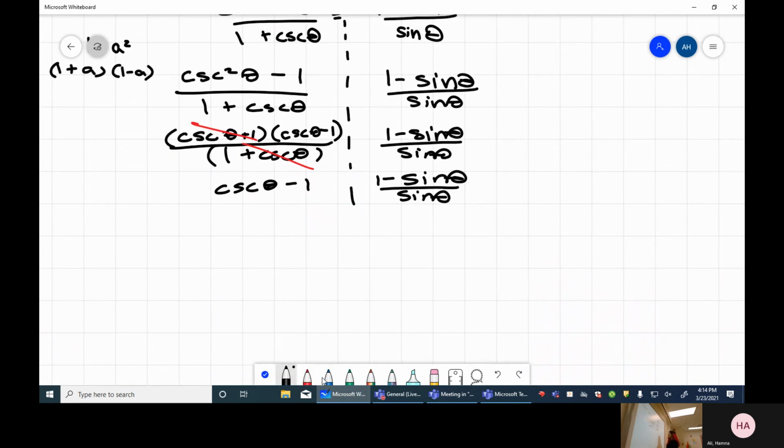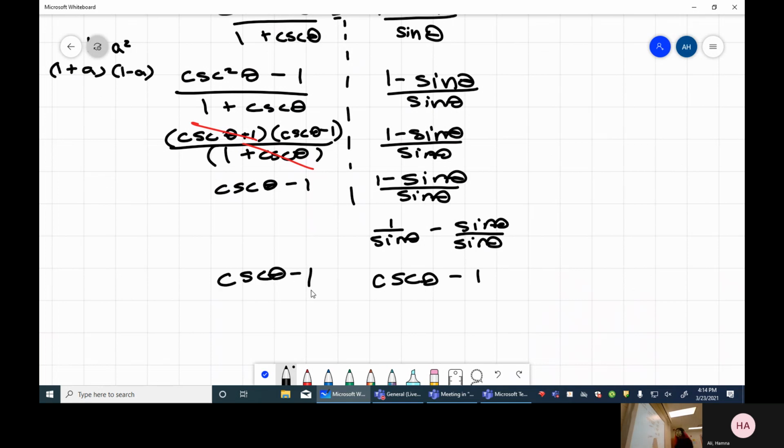So we could take this side, our right-hand side, and end up splitting the fraction. So we have 1 over sine theta minus sine theta over sine theta. And that's going to give us cosecant theta minus 1. And that gives us the same thing as this left-hand side.